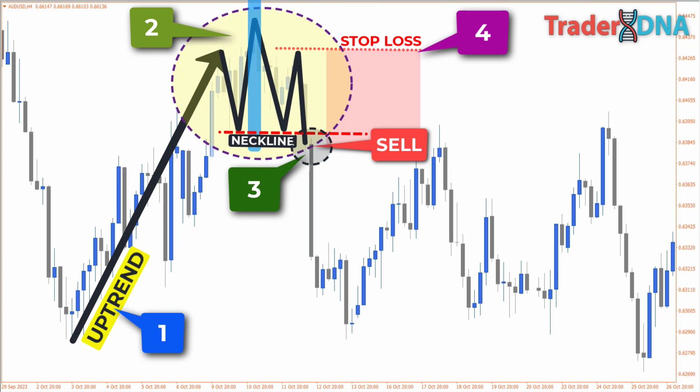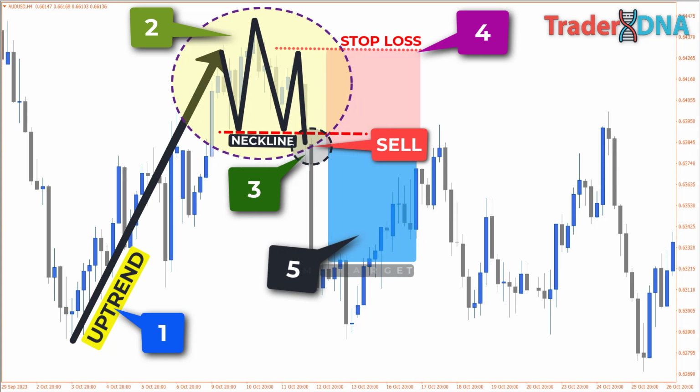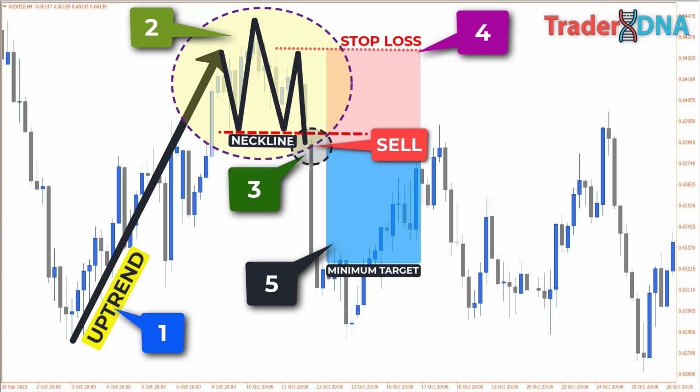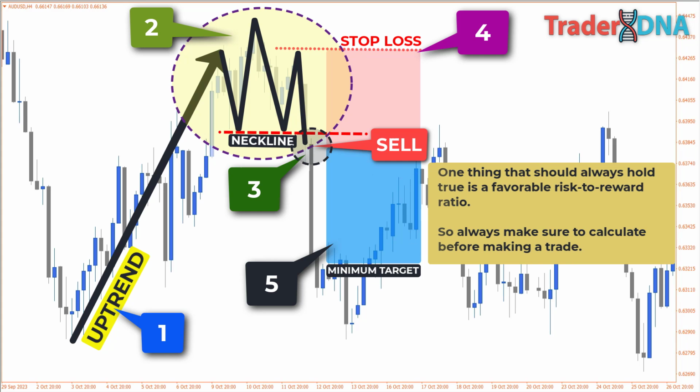And how does that translate into a risk-reward ratio? Since our first profit target or minimum is the distance between the head and the neckline, if we decide to use a conservative option for stop protection, then we will have the same distance as the loss limit, thus creating a minimum risk-reward ratio of 1:1. This is why, to improve this ratio, most experienced traders often place their protective stop above the peak of the right shoulder, considering they use the head to neckline profit target. However, one thing that should always hold true is a favorable risk-to-reward ratio. So always make sure to calculate before making a trade.